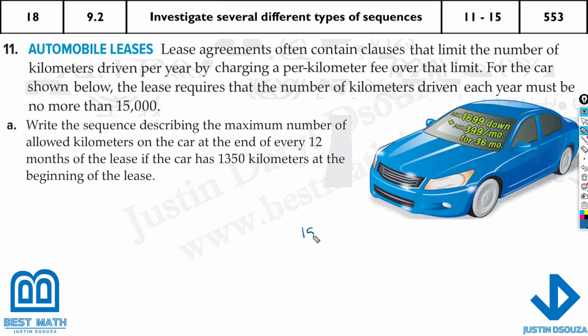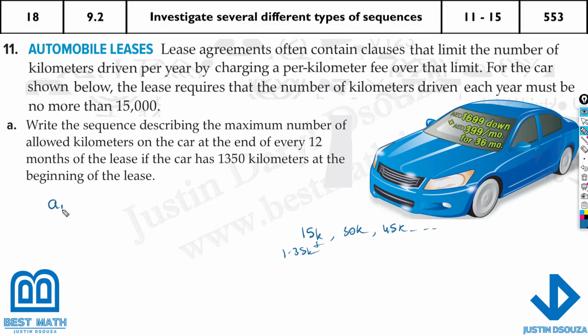So now that means if it's the first year, it's 15,000. I'll just write it as K. Next will be 30K. Then we will have 45K and so on. That's the sequence. But here they have told something else. Write the sequence describing the maximum number of allowed kilometers on the car at the end of 12 months of the lease if the car has 1,350 kilometers at the beginning of the lease. So yes, we have to keep adding 15,000, but they have already told us it has 1,350. Basically, just add 1.35K everywhere over here, then you'll get it.